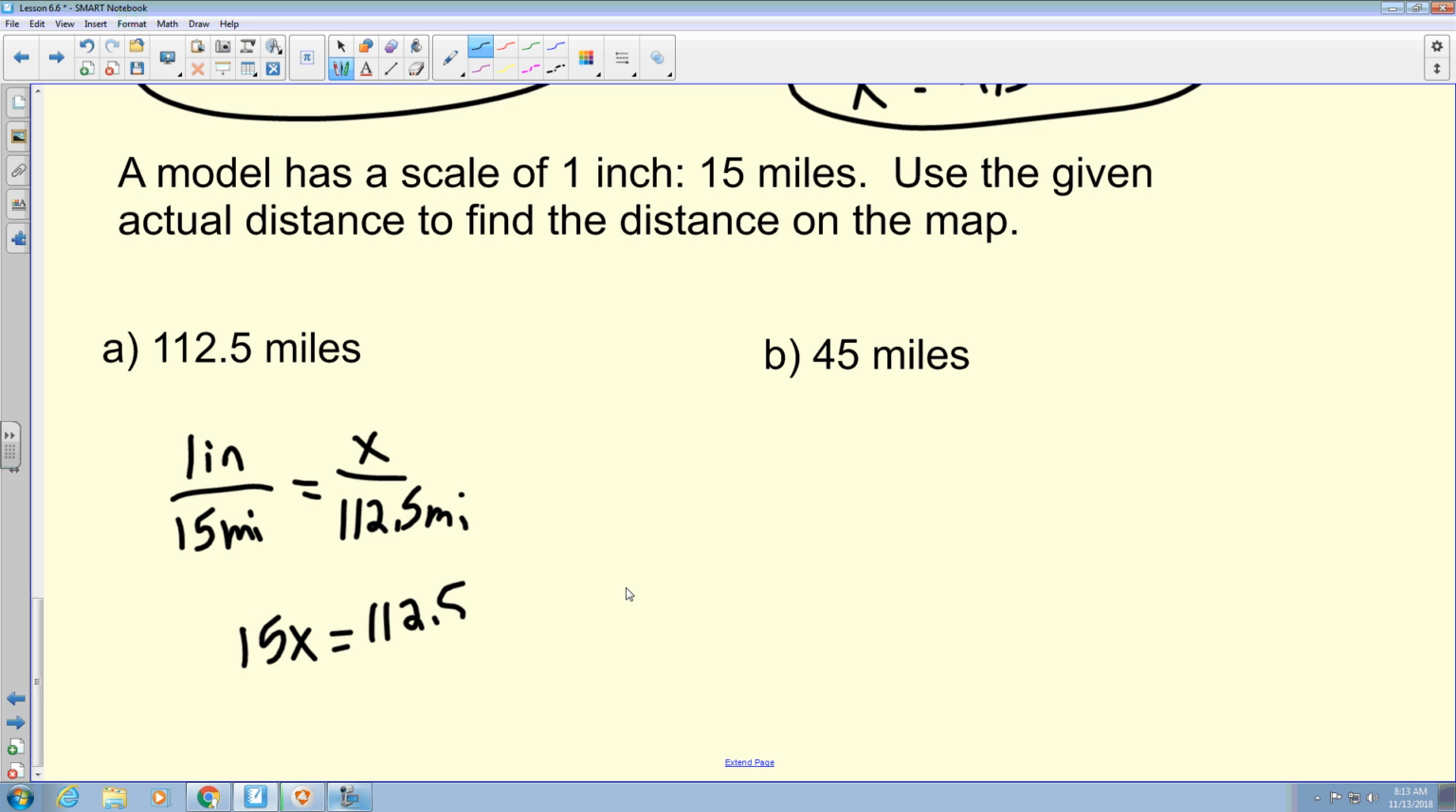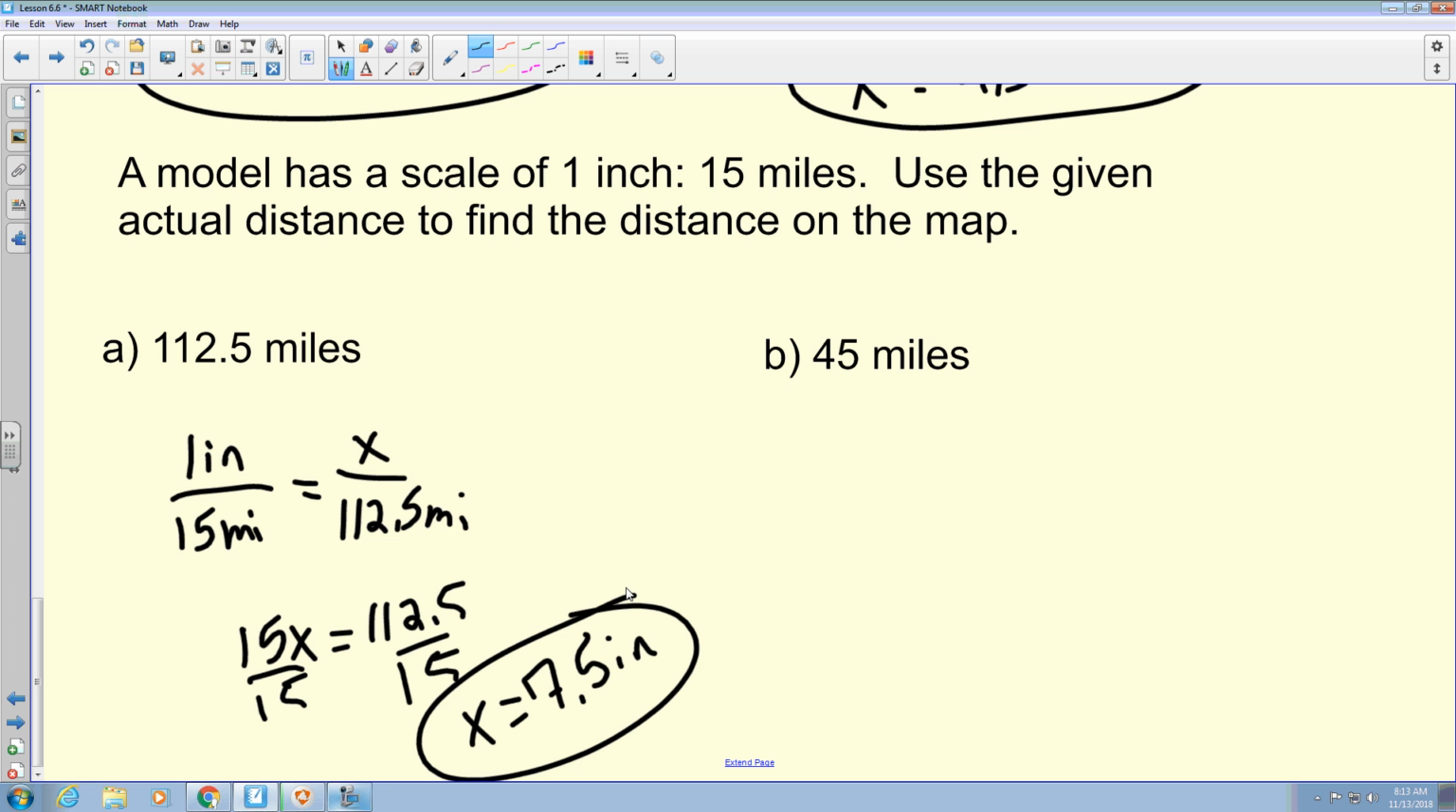And then to figure out what it's going to be, I take 112.5 divided by 15, which means x will equal 7.5, and it would be inches. All right, same idea goes when it's 45 miles.